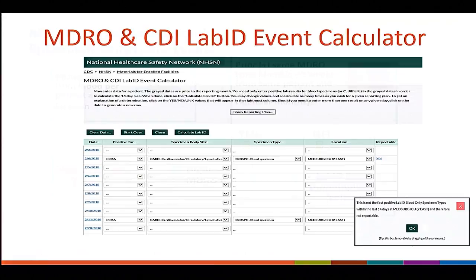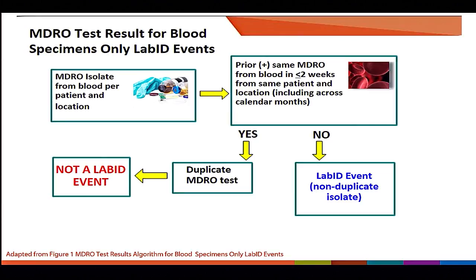This is just an algorithm that's adapted from Figure 1 for the MDRO testing, and it's just simply going through: if you have a positive blood specimen, blood isolate, and if it's been less than 2 weeks, then you determine whether you have a duplicate lab ID event, or if it's been greater than 2 weeks, then you would determine if in fact you do have a lab ID event. If it is a duplicate MDRO test, this is not a lab ID event. You would not enter it into NHSN. If it's a non-duplicate, you would enter that event into NHSN.